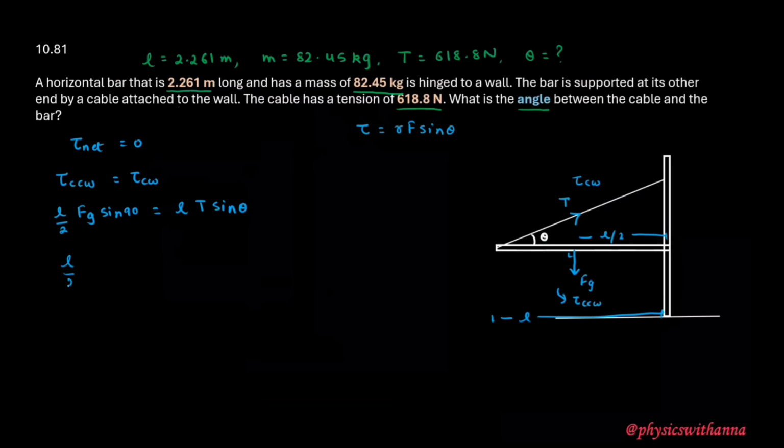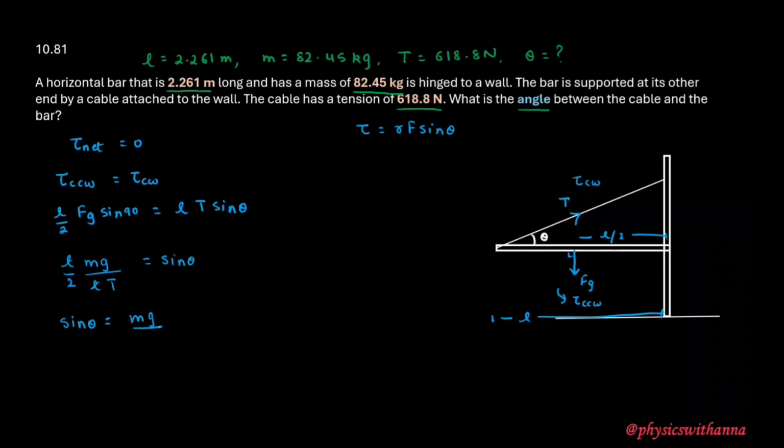We get L by 2. Fg can be written as m into g. Sine 90 is 1, over L times T, equals sine theta. Again we can cancel L and L, and so we get sine theta to be equal to mg over 2T. Now let's substitute. Mass of the bar is 82.45 kilogram, g is 9.81, over 2 times T, which is 618.8.